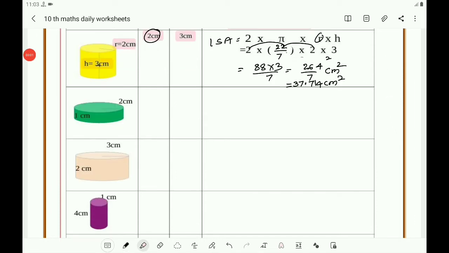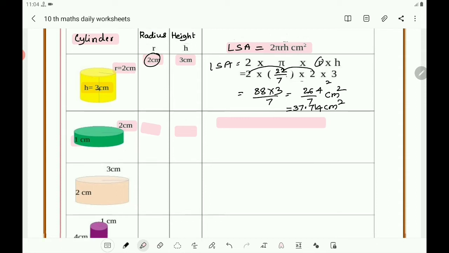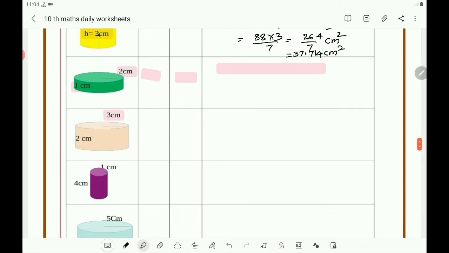For the second cylinder, here R is 2 cm and H is 1 cm. So you write the radius R is 2 cm and H is 1 cm. Write the formula for the LSA of the cylinder and calculate the LSA. Here also the radius is 3 cm and height is 2 cm. Write the radius, height and LSA formula and also calculate the LSA. Here radius is 1 cm, height is 4 cm. Write here radius 1 cm, height 4 cm. Write the formula for LSA and calculate.